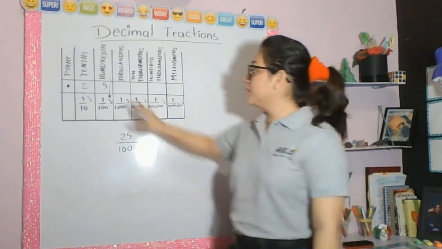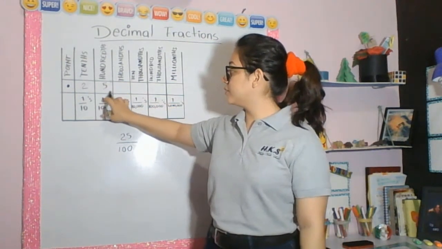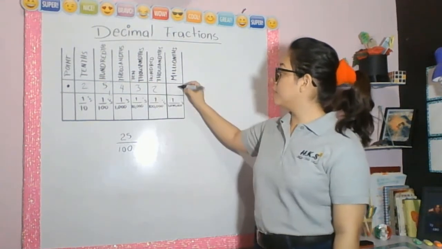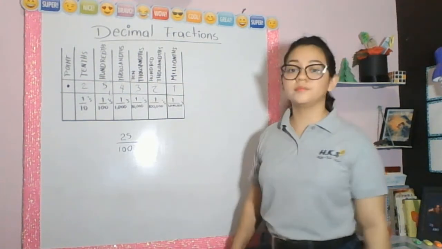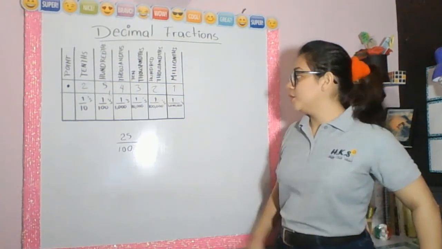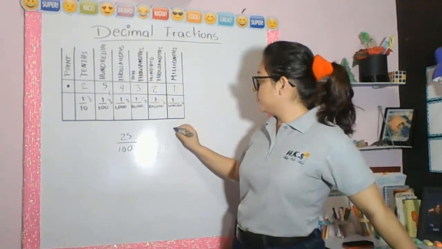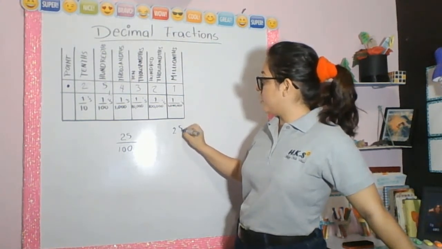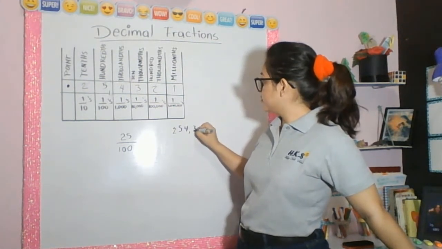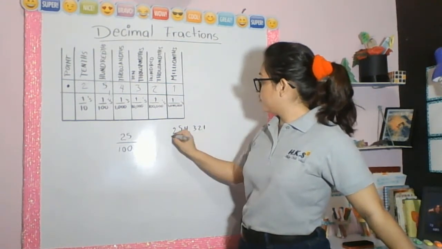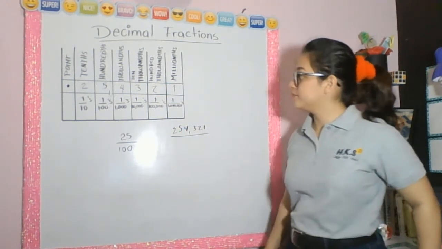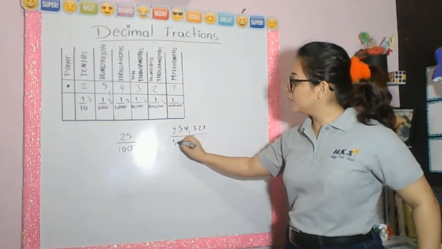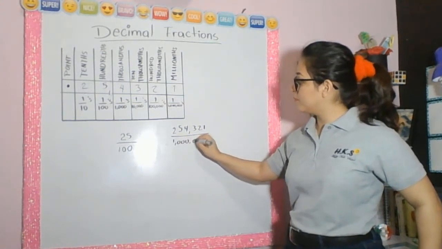What would happen if we have, I don't know, like a 4, and 3, and 2, and 1 here? What would happen? We have to divide all that number to 5, 4, between what? Between 1 million.